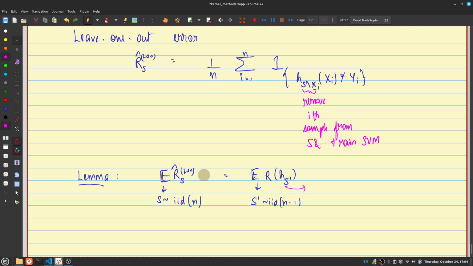In fact, this is not restricted to just SVMs. It can be any learning algorithm. The statement holds true for any learning algorithm for binary classification.